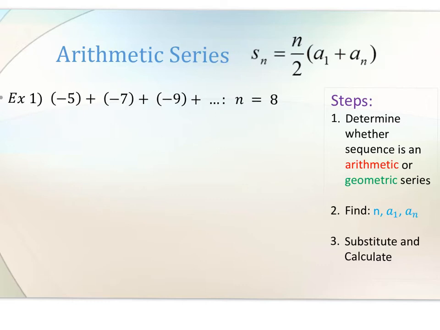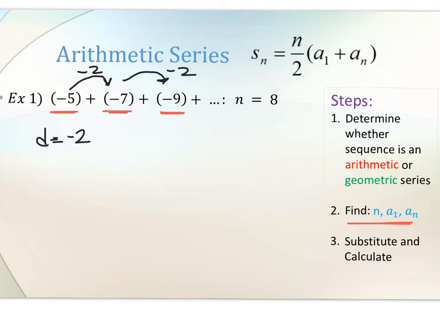So the first thing is we're going to determine whether it's an arithmetic or geometric series. All I'm going to look at are these values. I'm not going to worry about the addition in between, but I'm going to look at the values specifically. As I go from -5 to -7, I'm minusing 2. And as I go from -7 to -9, I also minus 2. So that tells me my common difference is -2. But if you notice in our formula, we don't actually need our common difference, because all that we need to do is just use the correct formula. In this case, I need to find 3 pieces of information: n, a sub 1, and a sub n.